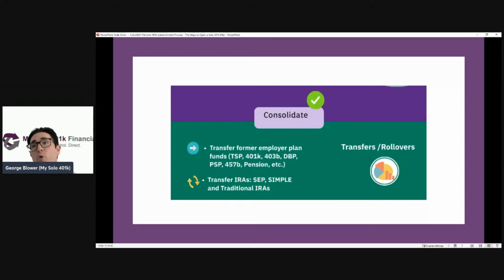What triggers the reporting is how the form is completed or how the directions are provided to the current holder of your account. So now they understand, okay, you're transferring the money to your new employer solo 401k. This is a non-taxable direct rollover. Then it's going to be reported correctly to the IRS. So the IRS understands that this is not a taxable event when you transfer the money from your existing account to your solo 401k.